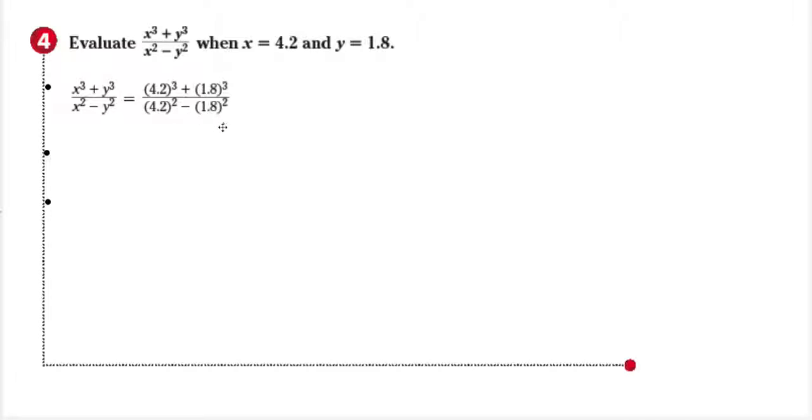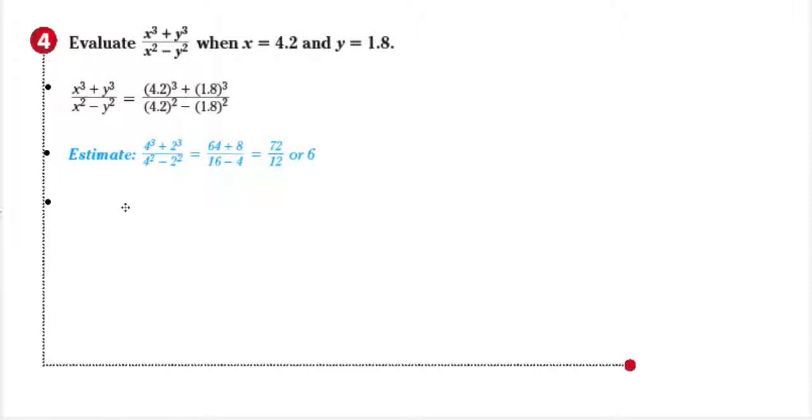Using the order of operations, before we do that, it's asking you to estimate first and see if what we're going to get is going to be right or not. So we estimate 4.2 to be 4, and 1.8 to be 2, and using those values, we end up with 64 plus 8 all over 16 minus 4, or approximately, the value of this expression should be around 6.